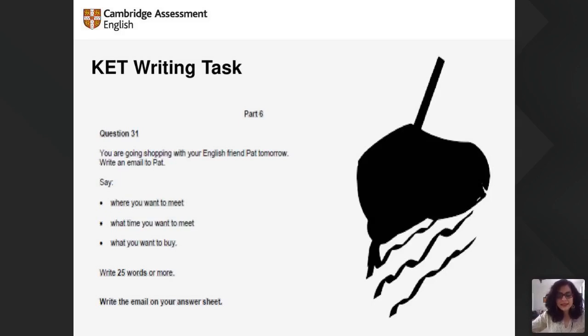The task says, now what does the task want the candidate to do? The task says you're going shopping with your English friend Pat tomorrow. Write an email to Pat. Say where you want to meet, what time you want to meet, what you want to buy. Write 25 words or more. Write the email on your answer sheet. So the genre is an email. It is guided writing because there are 3 prompts given and there's a word limit, right? So that is the skeleton of the KET writing task part 6.